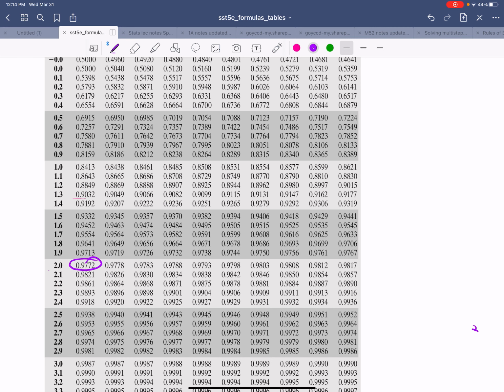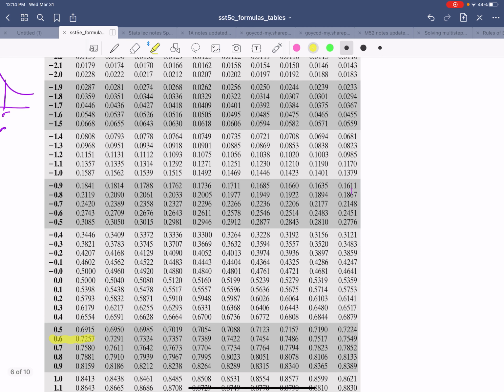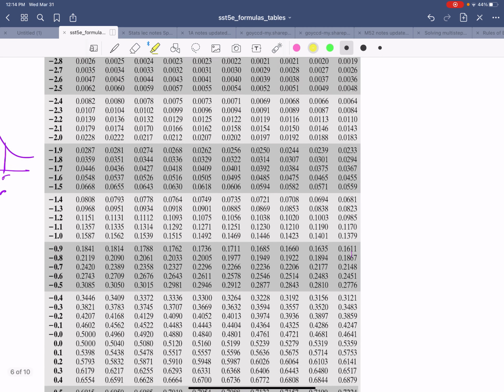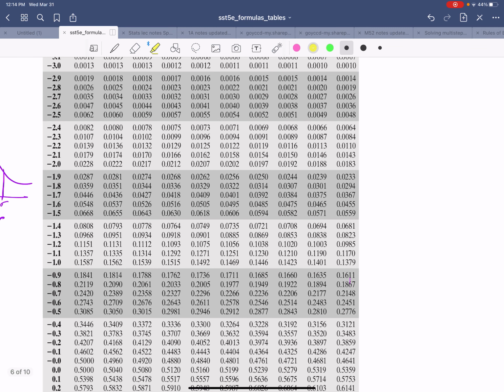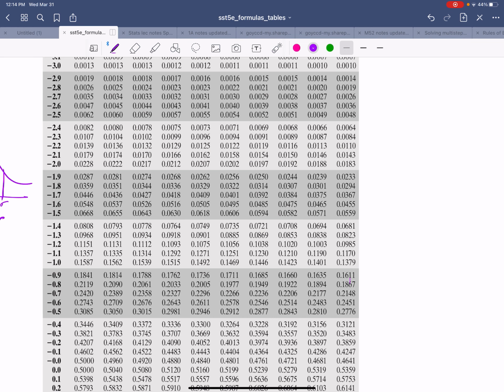So positive 0.67, let's find that. 0.67, positive 0.6. Is it 0.7486? Yep, looks like 0.7486. And now let's look for the area to the left of negative 0.67.